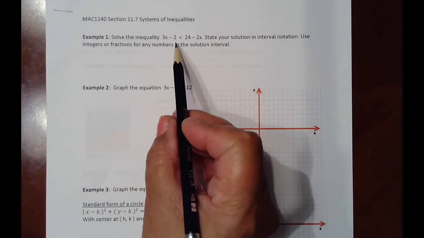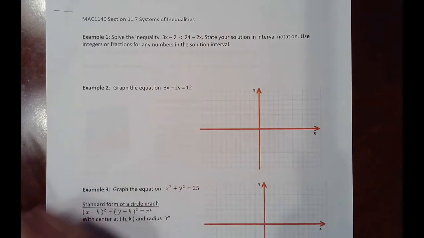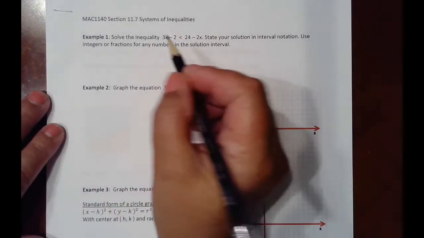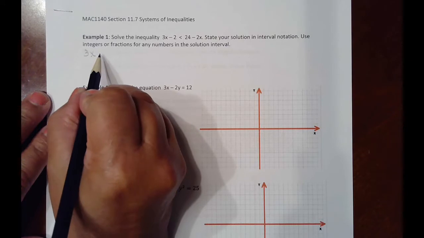We're trying to solve this by getting all x's on one side and all constants on the other side. You should be able to give your answer using a number line and also an interval notation. You're not required to graph the number line, but it helps to get the interval notation correct. So in solving this, just copy it down here.